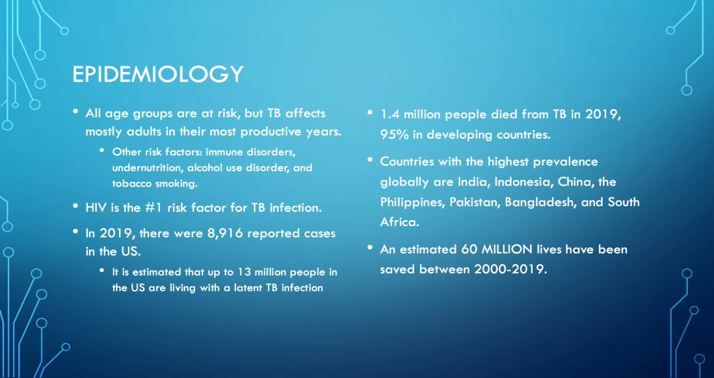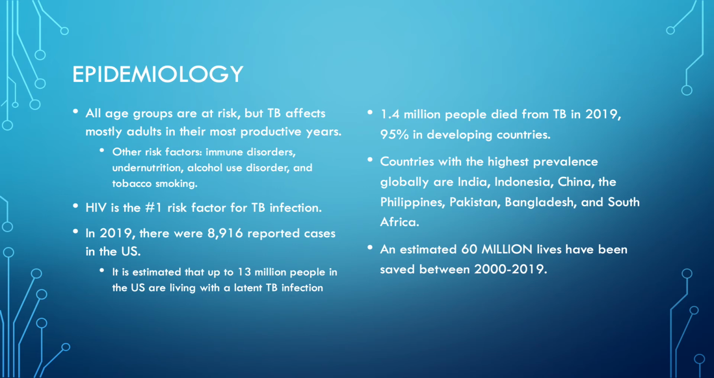In 2019, there were 8,916 reported cases of tuberculosis in the United States. The U.S. has one of the lowest TB case rates in the world, and the 2019 case count represents the lowest number of TB cases on record. But it is still estimated that up to 13 million people in the U.S. are living with a latent TB infection.